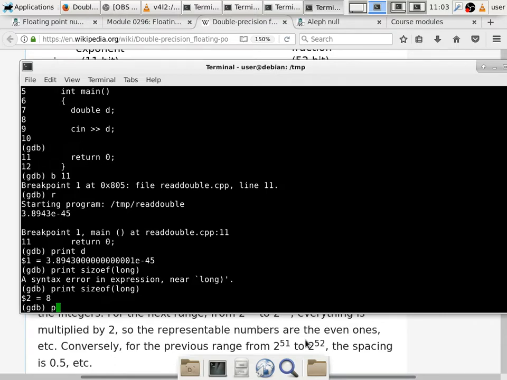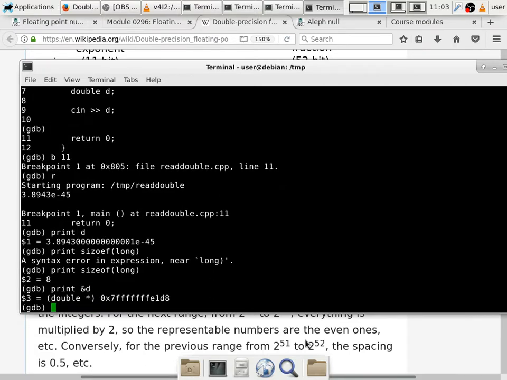Okay. What is this? The address of D. Okay, very good, not very surprising. It's just some location in RAM. Cool. What about this?